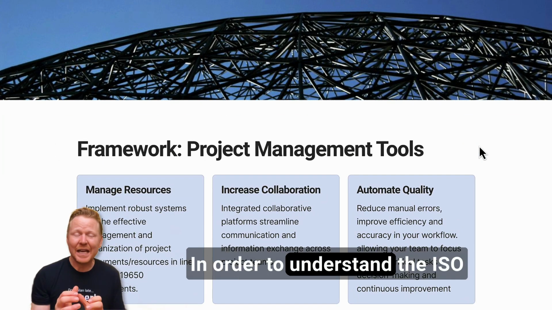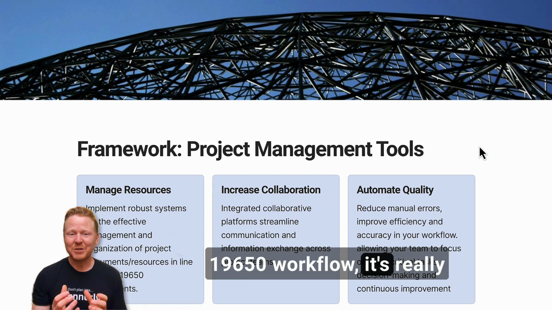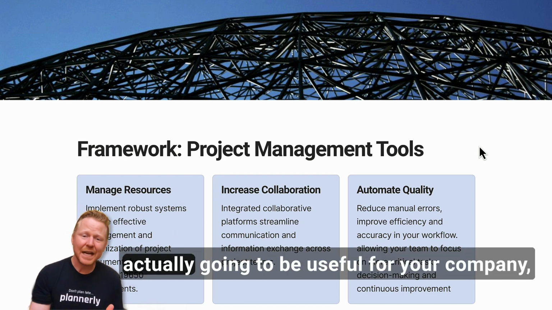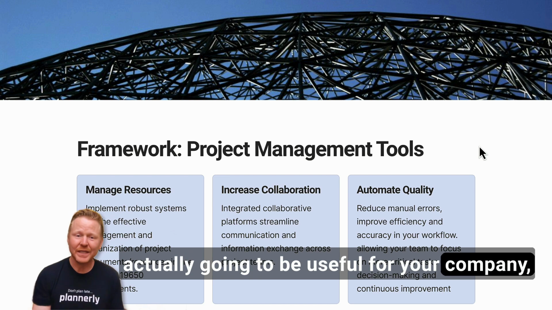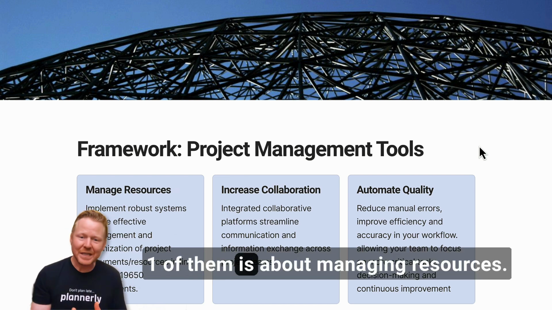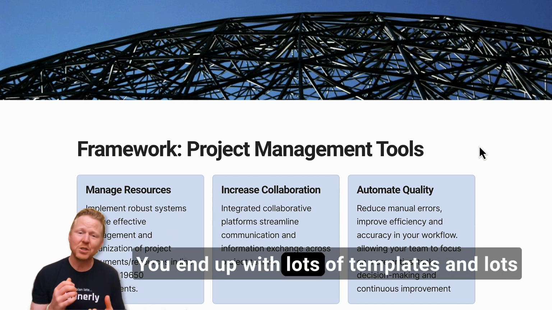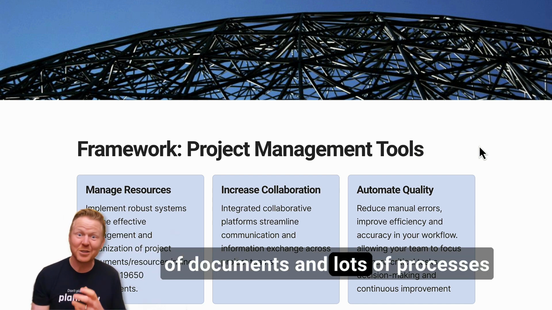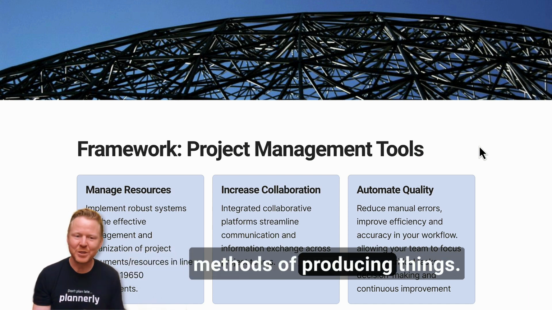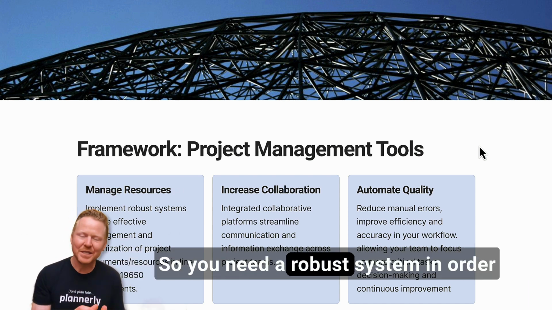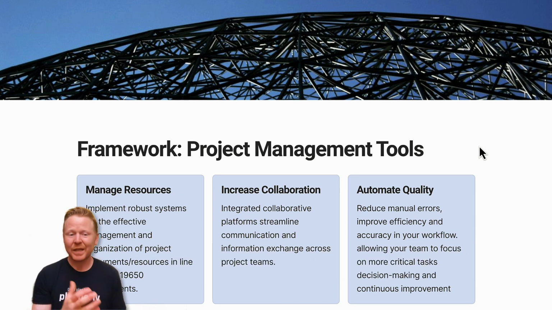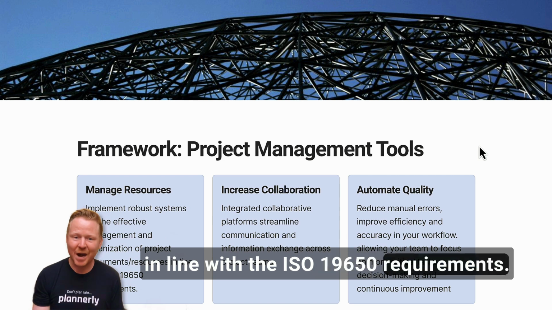In order to understand the ISO 19650 workflow, it's really to see it as a framework. And in order to implement it in a way that's actually going to be useful for your company, you're going to need some tools that help you do certain things. One of them is about managing resources. You end up with lots of templates and lots of documents and lots of processes and lots of understanding of how to do things, methods of producing things. So you need a robust system in order to be able to manage those templates and manage those resources in line with the ISO 19650 requirements.